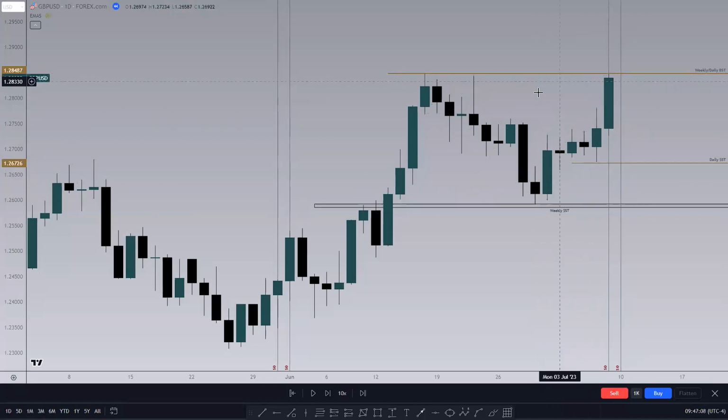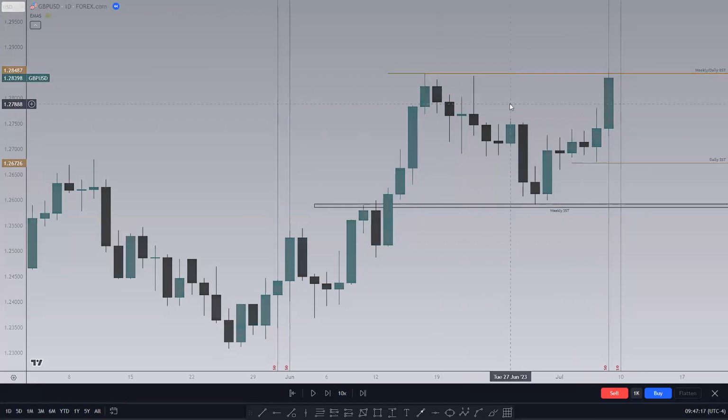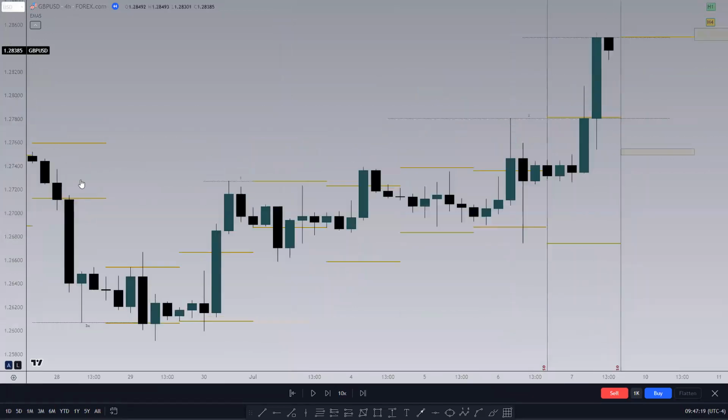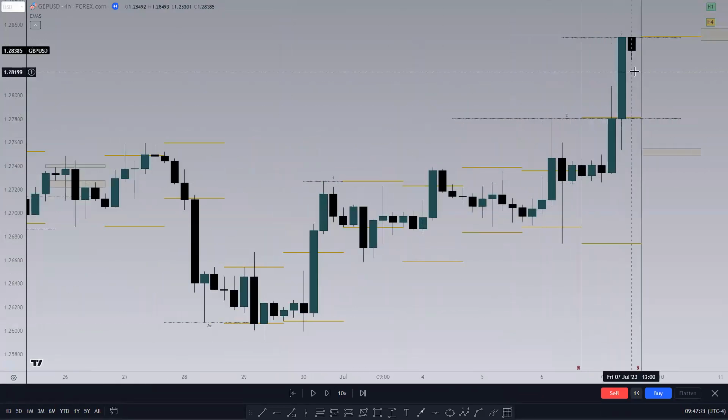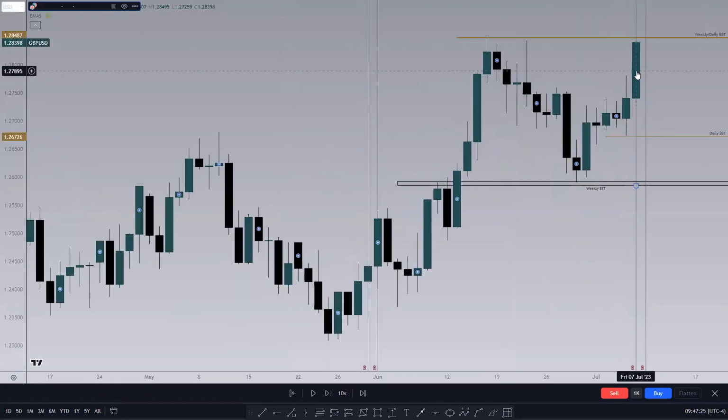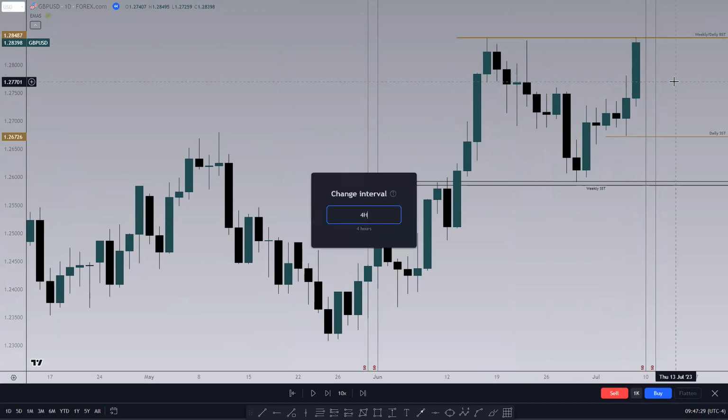So bias on Monday was bearish, but there was also a possibility of price taking out the weekly BST as well. Now, taking a look on the 4-hour time frame.